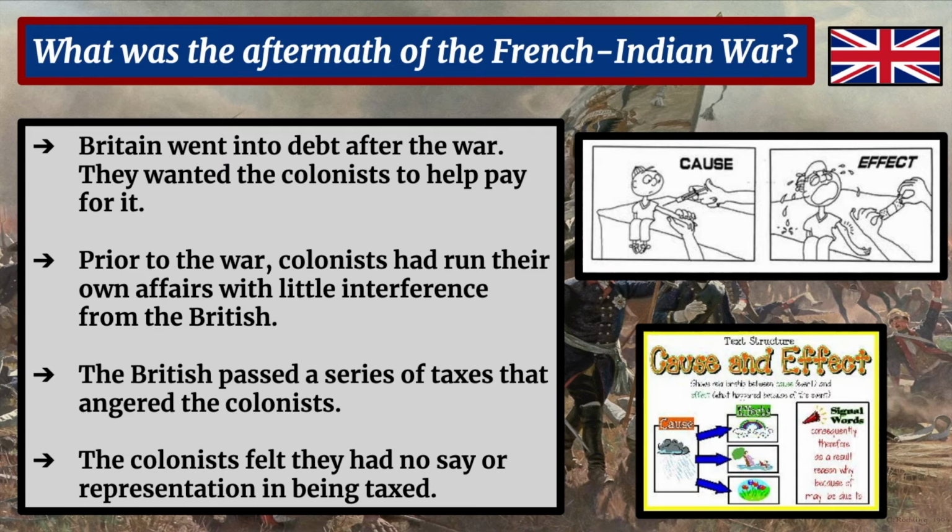Because they felt they had no say or no representation in the British Parliament, they're basically like, if we have no say in it, we're not paying it. I'm a poet, and I know it. So, on the next slide, we're going to make ourselves a little cause and effect chart, kids. So get ready for that.